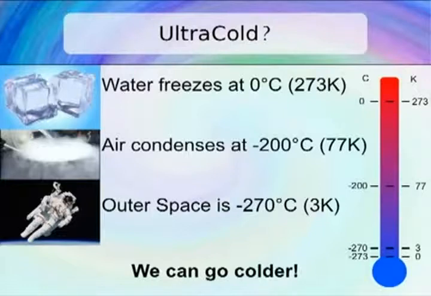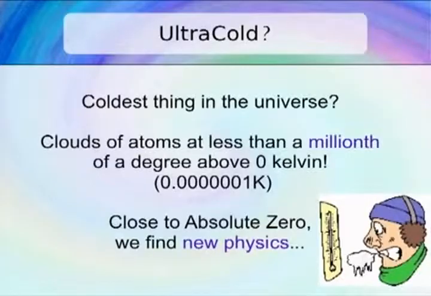But in order to talk about what I'm going to talk about now, we actually have to go colder. So what actually is the coldest thing in the universe if it's not the vacuum of outer space? Well, scientists have been able to create these clouds of atoms that are actually less than a millionth of a degree above absolute zero Kelvin, which is unthinkably cold. And close to the point of absolute zero, where everything would stop moving, you're going to get some new and interesting physics.